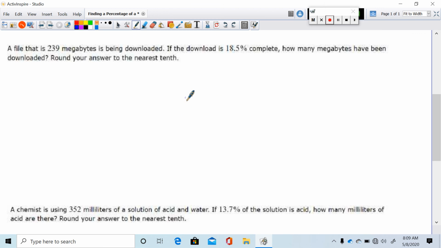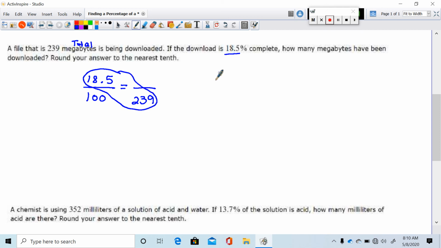Okay, for the next one, again, a file that is 235 megabytes, that's total, is being downloaded. If the download is 18.5, there's our percent sign, complete. How many megabytes have been downloaded? Round your answer to the nearest tenth. Okay, so we look for the percentage first because we're going to put that over 100. It's just the number in front of the percent sign over 100. And we had 239 megabytes total. The total always goes in the denominator.